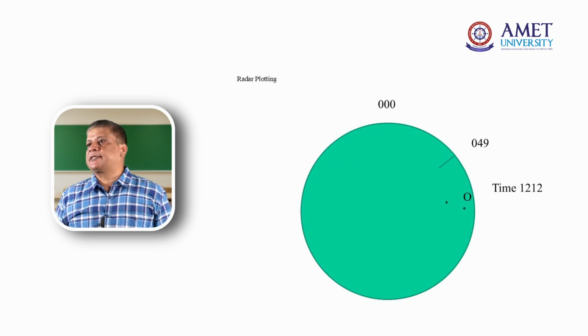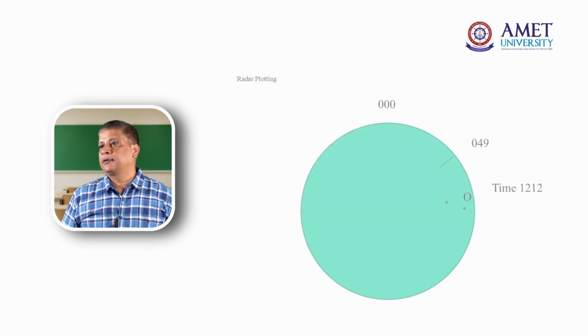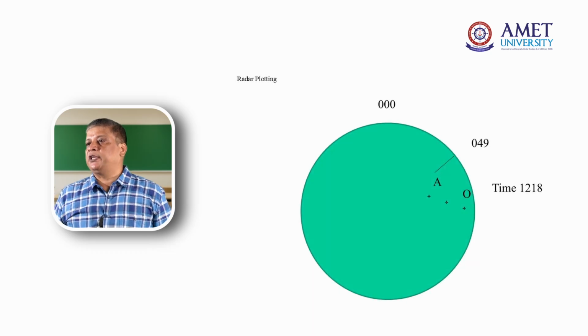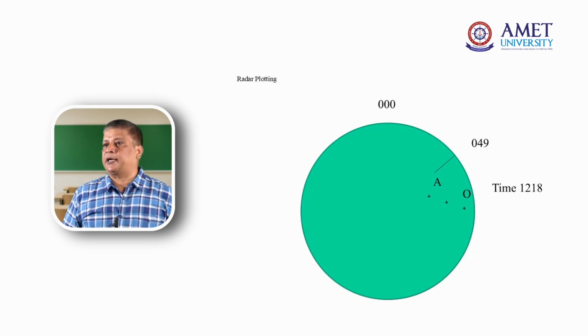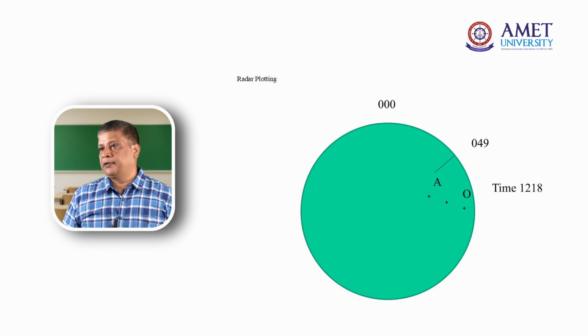So this is the second bearing and distance of the target. You can see it by a second star mark, and finally you see the third position of the same target, which we have named as A. So the first is named as O, the third is named as A. Basically we try to take two or three bearings and distances of the target just to make sure the target has not altered its course in between.